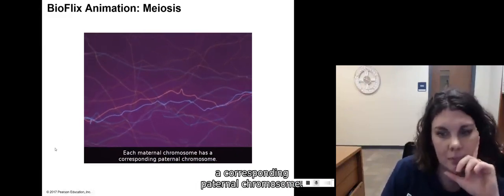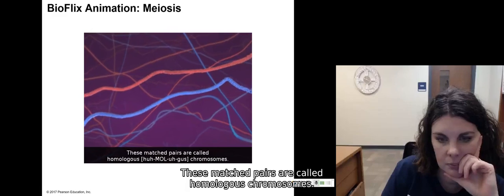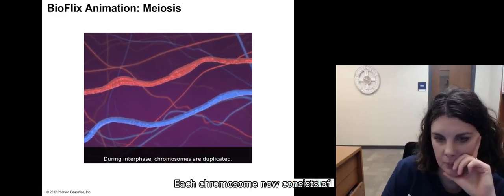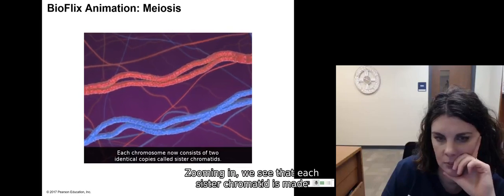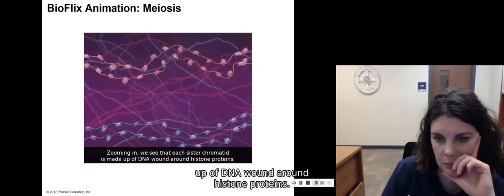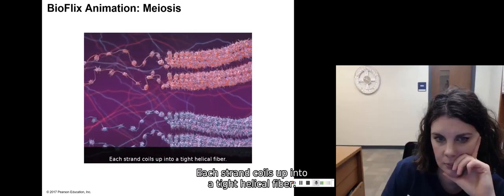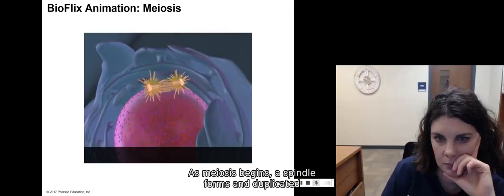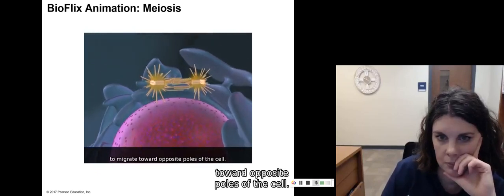Each maternal chromosome has a corresponding paternal chromosome. These matched pairs are called homologous chromosomes. During interphase, chromosomes are duplicated. Each chromosome now consists of two identical copies called sister chromatids. Zooming in, we see that each sister chromatid is made up of DNA wound around histone proteins. Each strand coils up into a tight helical fiber. As meiosis begins, a spindle forms and duplicated centrosomes start to migrate toward opposite poles of the cell.